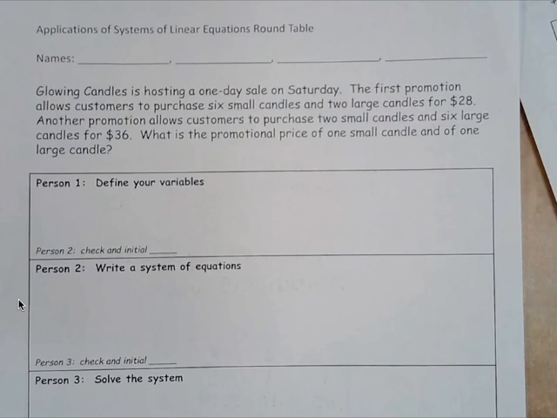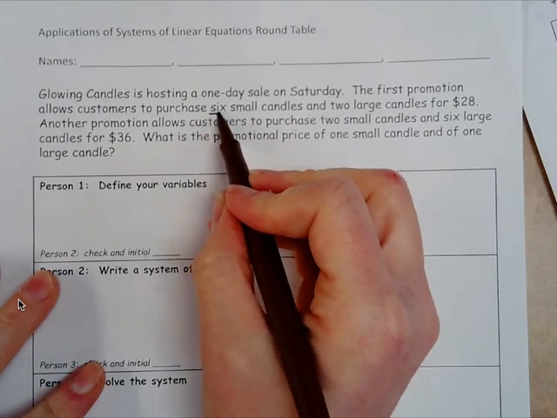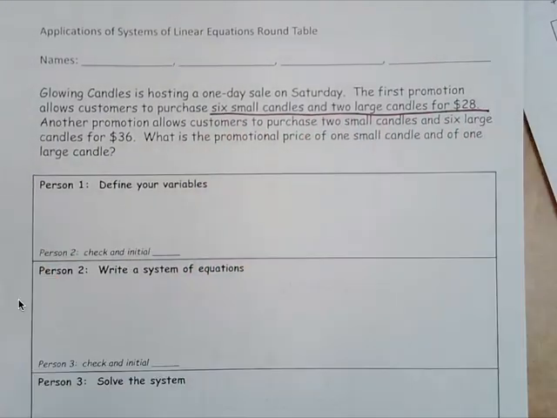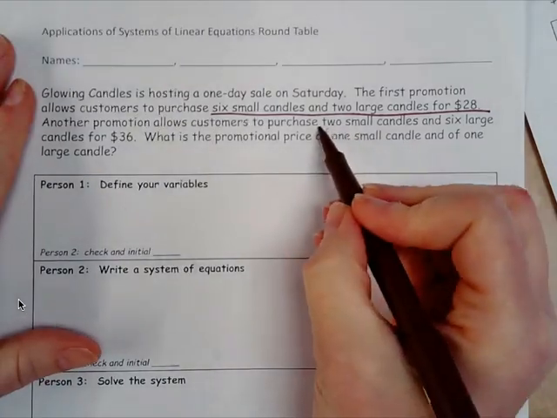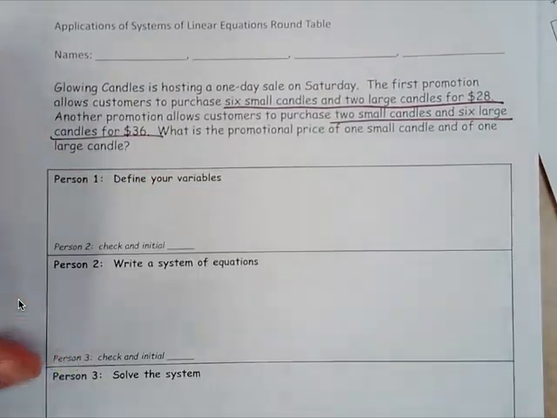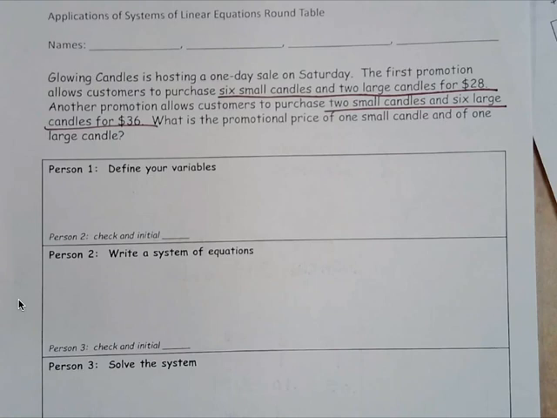All right. Glowing Candles is hosting a one-day sale on Saturday. The first promotion allows customers to purchase 6 small candles and 2 large candles for $28. The second one allows us to purchase 2 small and 6 large for $36. So I want you to set it up and solve. You're going to work on this with your table group. Once you finish, I'm going to come around and check it, and then I'll give you the assignment to work on.